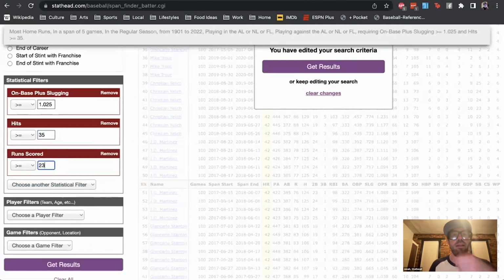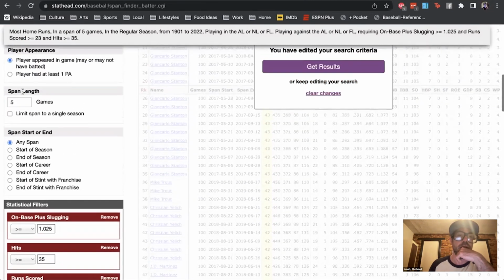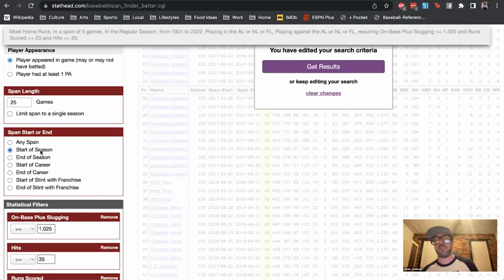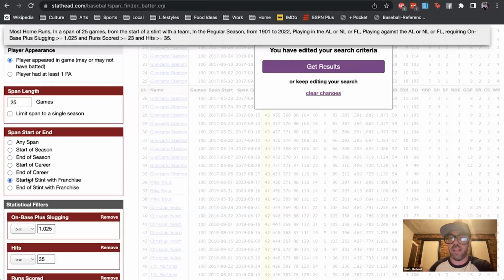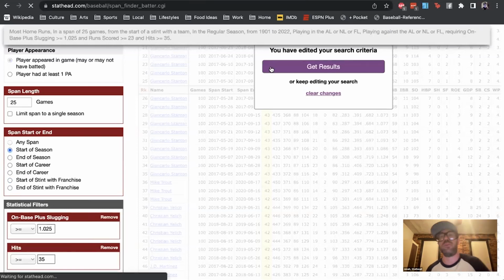And he is entering tonight. He's played 25 games. So we'll do that 25 game span. And then we can do any 25 game span, or we can do a 25 game span at the start of the season, in Manny's case. In other cases, like I know Matt Olson was super hot, Freddie Freeman's off to a great start. They're on new teams. If you want to see how a start like that compares, you could go to this option, start of stint with franchise, and it'll search just the span from when they changed teams, whether it was a trade, free agent signing, them just getting picked up off the waiver wire or something, any sort of thing that started a new stint with a franchise. You can also do start and end of career, but in this case, we'll do start of season, since it's the first 25 games of the season for Manny.